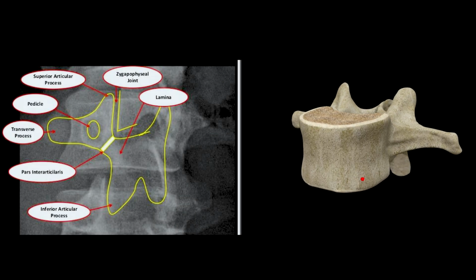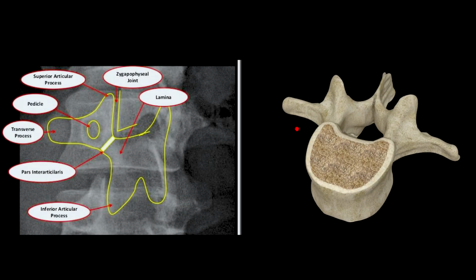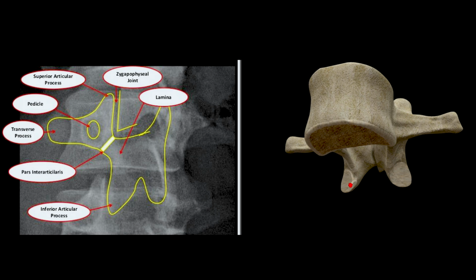So in the oblique position, the transverse process on the right side, that's right posterior oblique, would be the nose, the pedicle would be the eye, the superior articular process would be the ears, the pars interarticularis would be the neck, the lamina would be the body, the right inferior articular process would be the front foot, and the left inferior articular process would be the back foot.